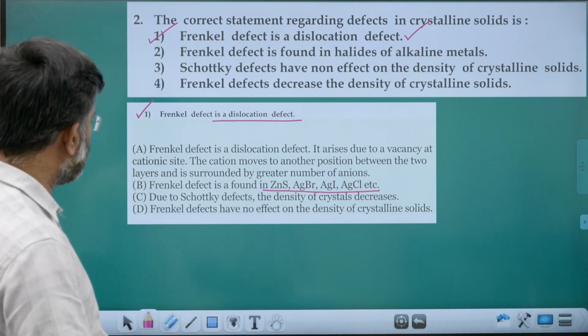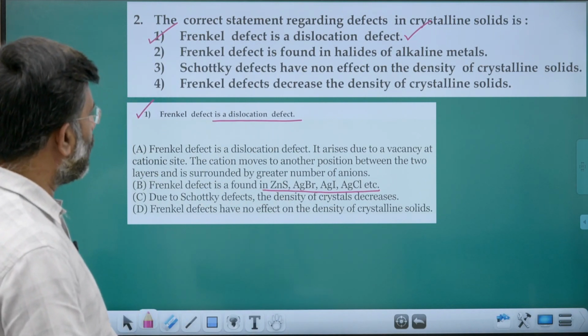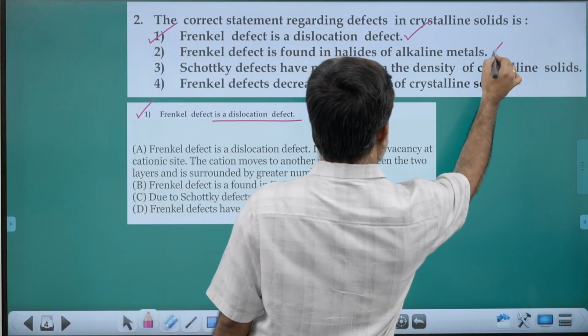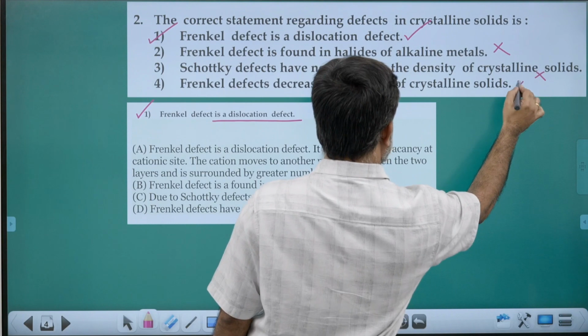And option D, Frenkel defect has no effect on density. Frenkel defect decreases the density. It is wrong. So this is wrong, this is wrong, this is wrong.